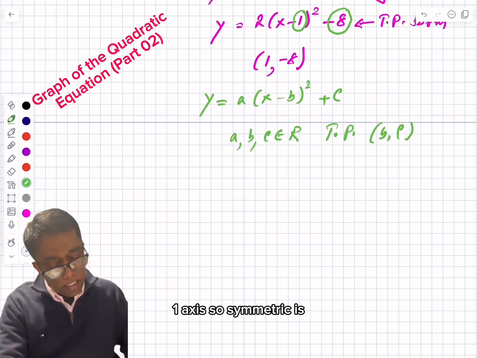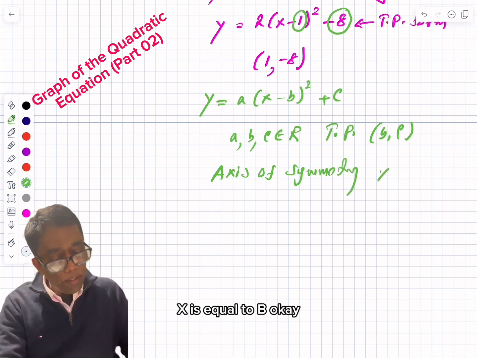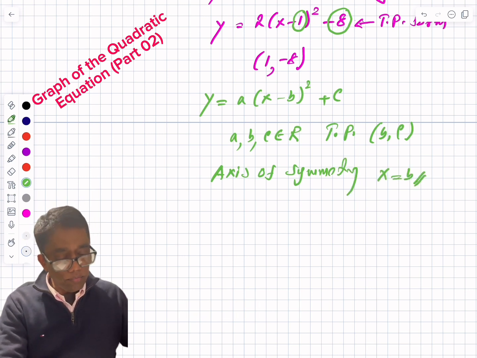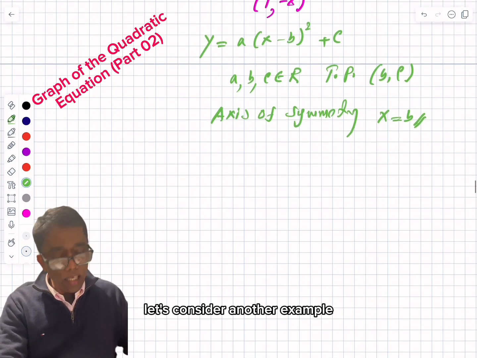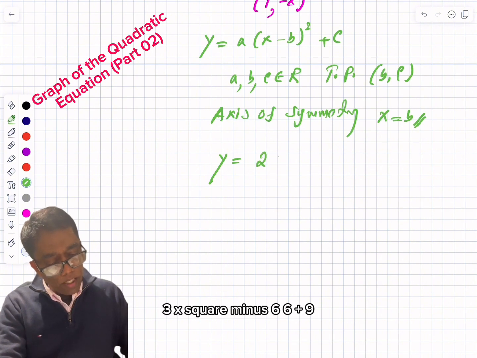The axis of symmetry is x is equal to b. Okay, let's consider another example. y is equal to 3x squared minus 6x plus 9.